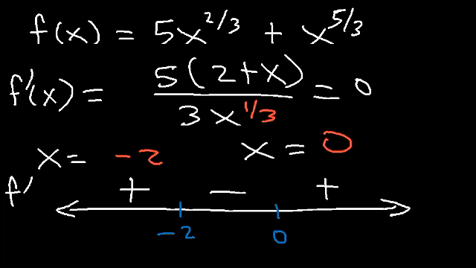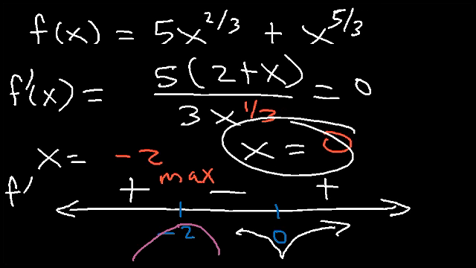So at -2, the function is increasing to the left of -2. The first derivative is positive, so it's increasing, and then it's negative, so it's decreasing. So we have a max at -2. Now at 0, the function to the left of 0 is decreasing, and then to the right of 0 it's increasing. But we know it's a cusp, so it's going to look more like this. It's going to decrease, and then it's going to increase, since it's not differentiable at 0. But we still have a local minimum value.